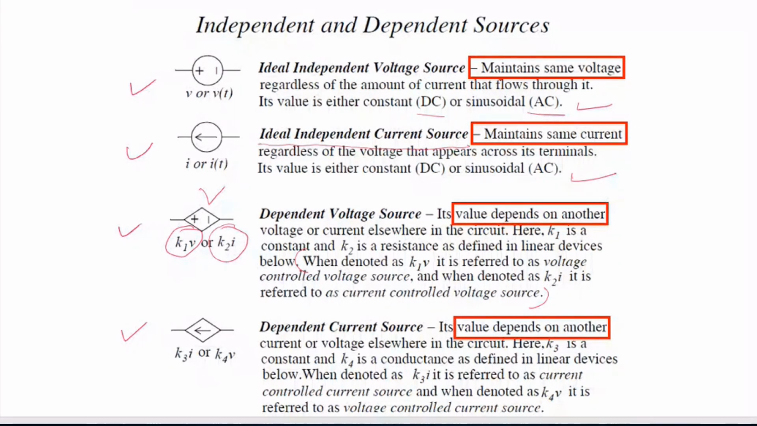Similarly, the dependent current source. Its value depends on another current or voltage elsewhere in the same circuit. K3 into I refers to a current controlled current source. K4 into V refers to a voltage controlled current source. These two values decide whether it is a current controlled or voltage controlled current source. So this is a dependent current source and this is a dependent voltage source, and these two are independent sources. Am I clear up to now?